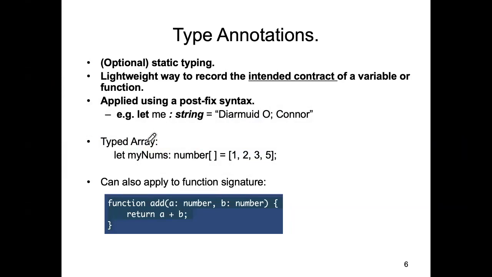Typed arrays. Now, the syntax for declaring a typed array looks like this. Here I'm declaring an array of numbers. You just follow the type with the subscript notation, and that's telling us that this thing is an array of values of this type. And equally, if we try to put a value into this array that isn't a number, then we're going to get that error appearing at the source code level before we ever have to execute it.